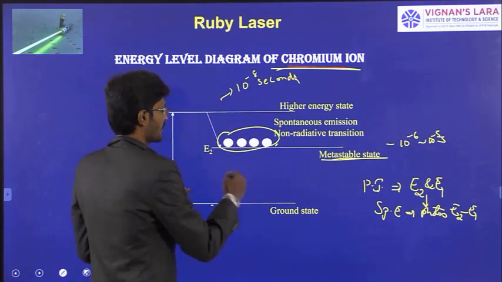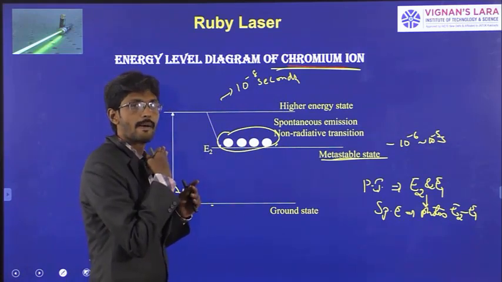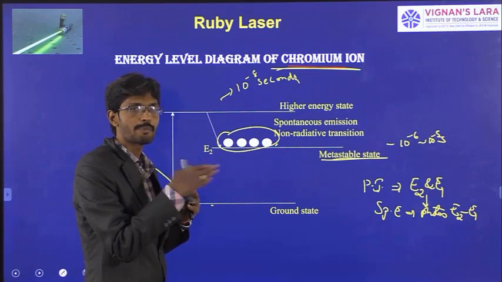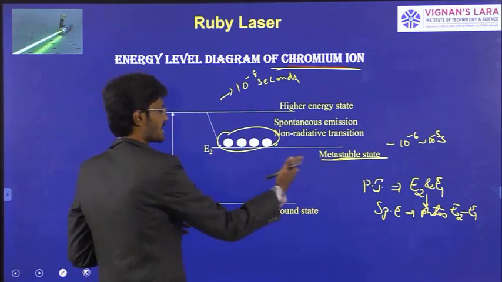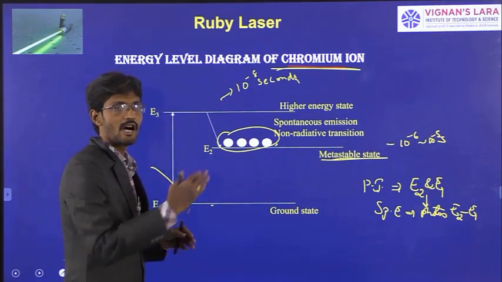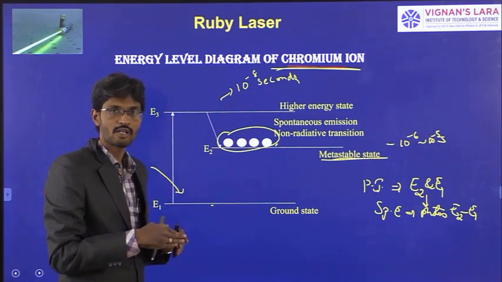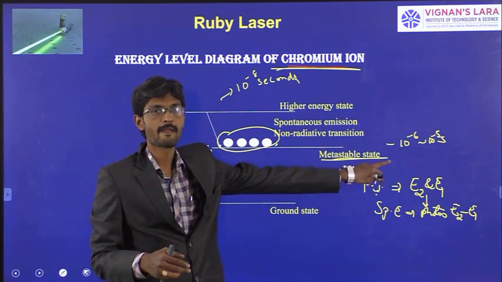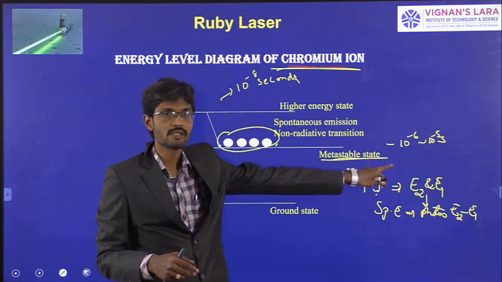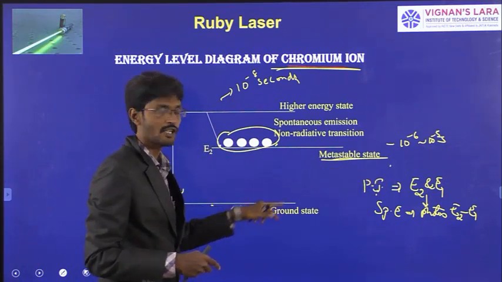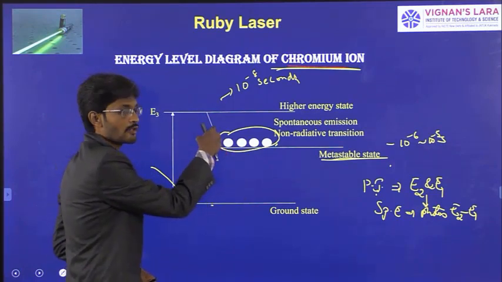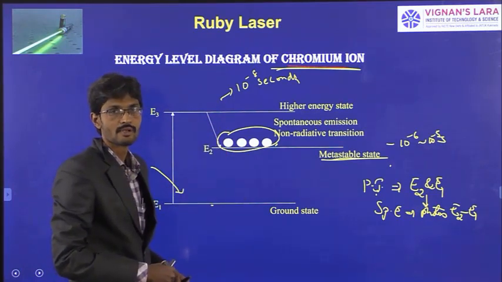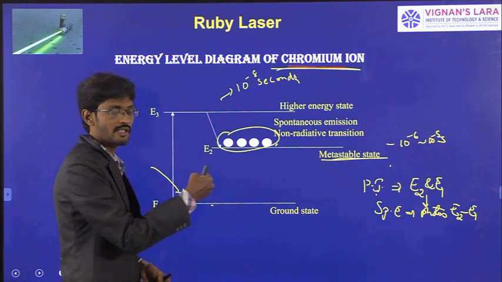If this photon is parallel to the axis of the optical resonator, it is reflected back. After reflecting, it acts as an incident photon. As the population inversion condition is already achieved, this photon triggers one chromium ion to go to E1, and we get two photons.